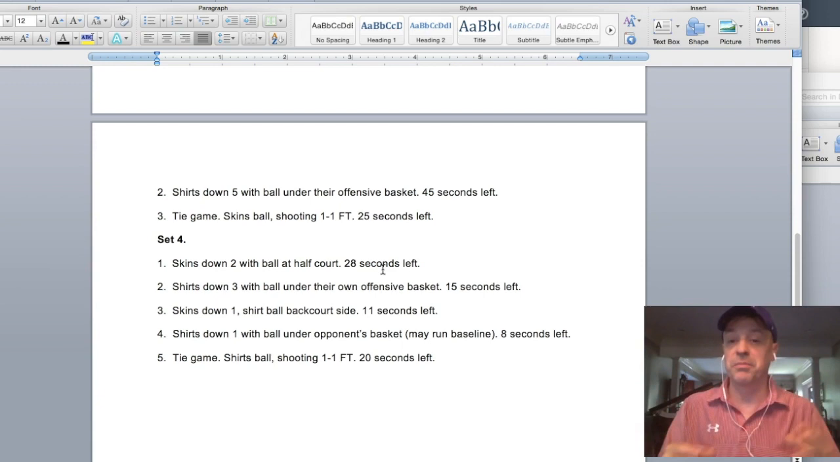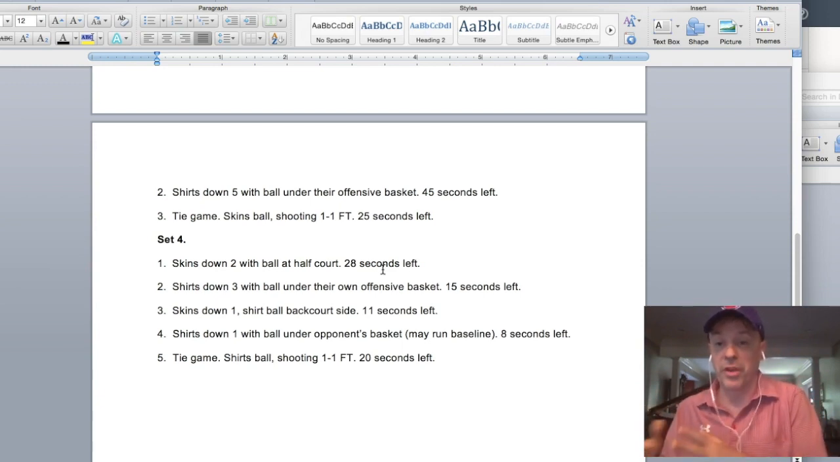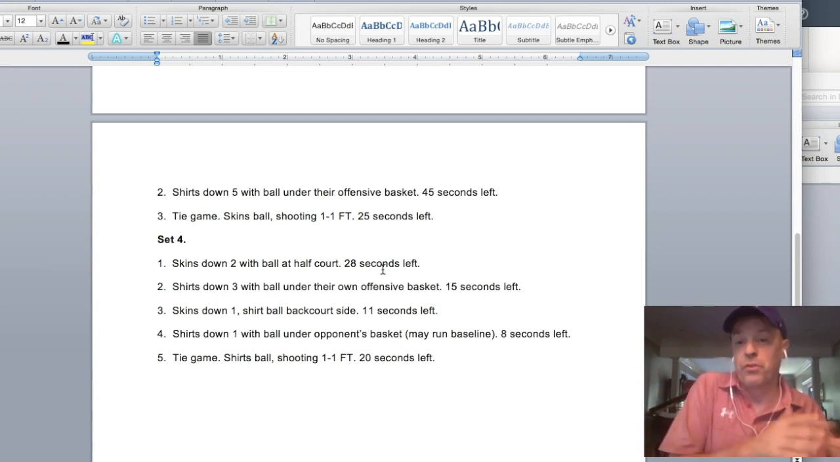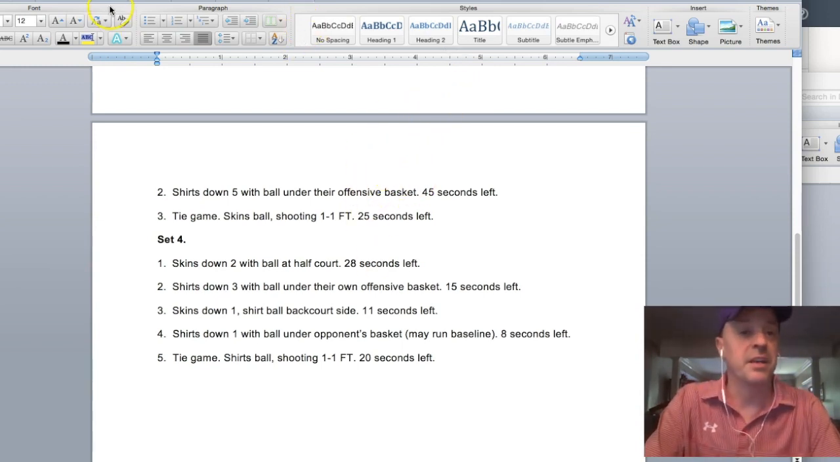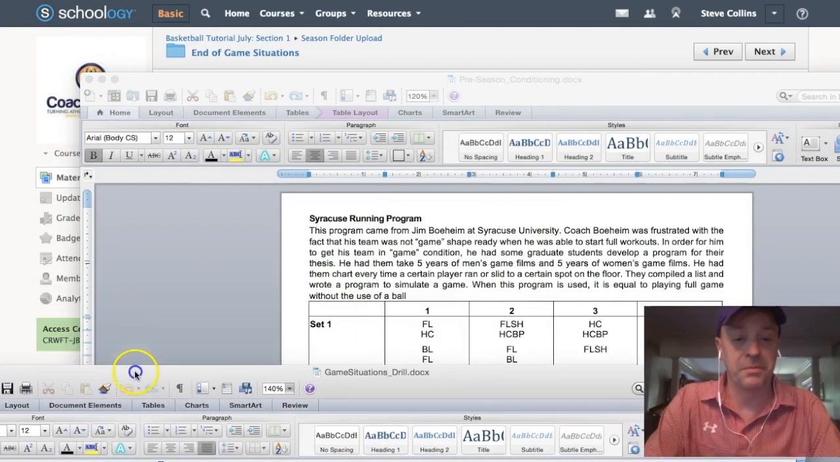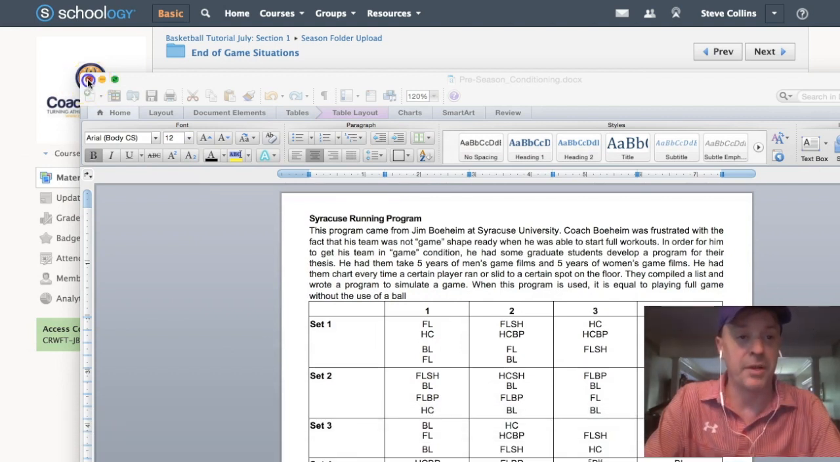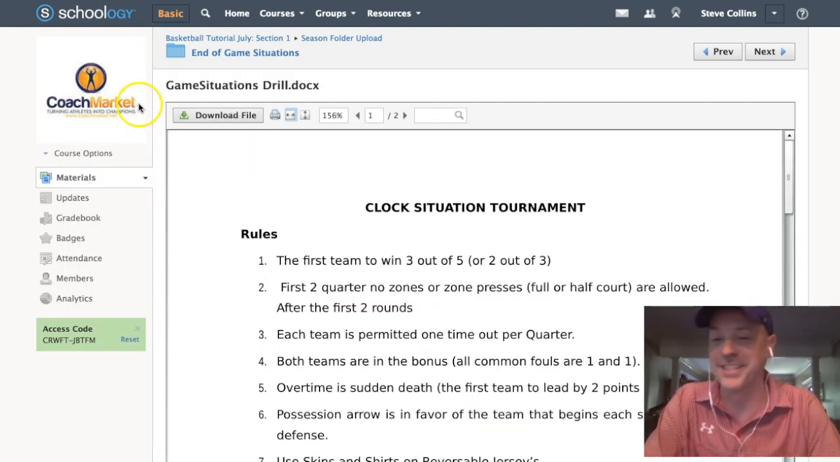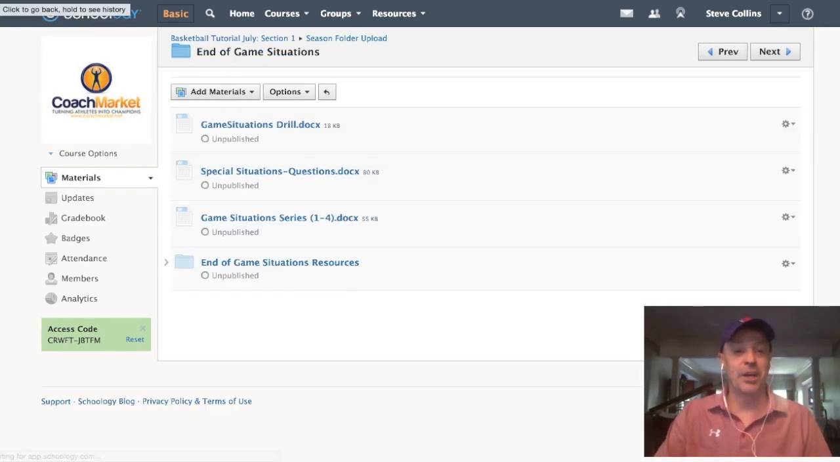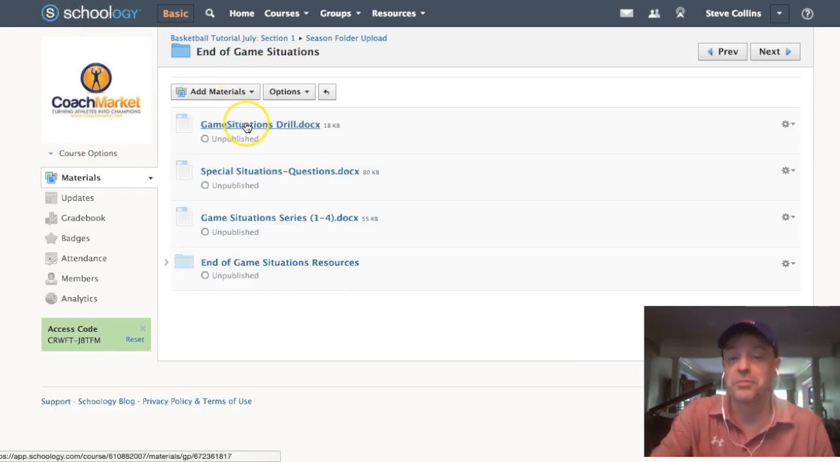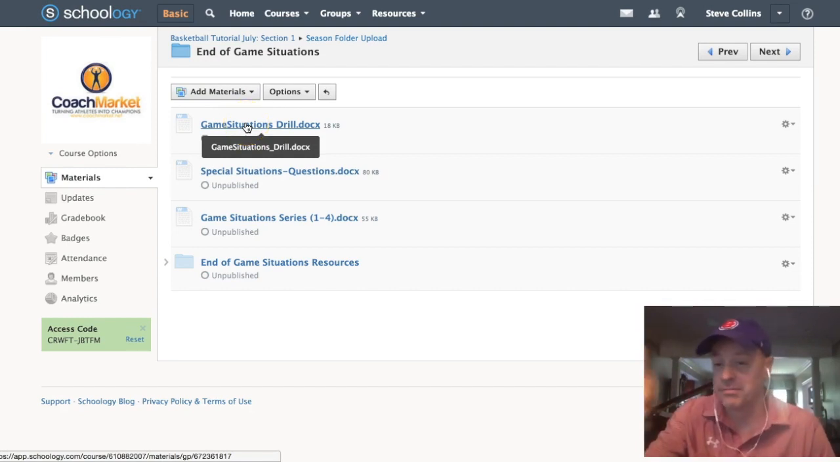And then you can change them: down 10 with 3 minutes to go, up 5 with 2 minutes to go. You can change it as the season goes along. So this is just kind of a little bit of an outline for you. I'm going to close that out because that was from the last lesson, and I'm going to go back here. So that's a game situation drill. Would do it, download it, use it. A+, I would give it.